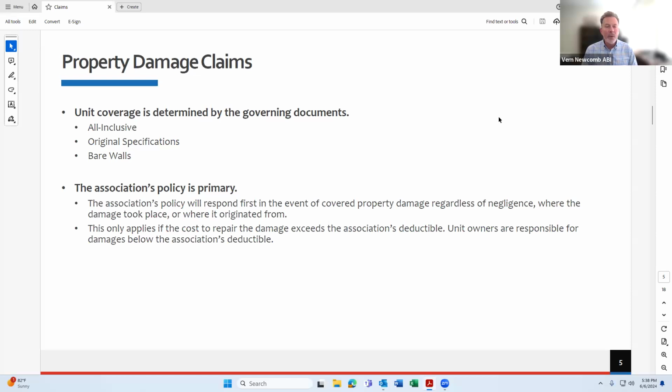And then we have the bare walls policy. And this is the least amount of coverage for the association.